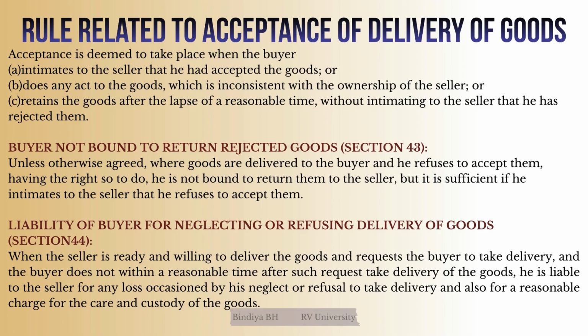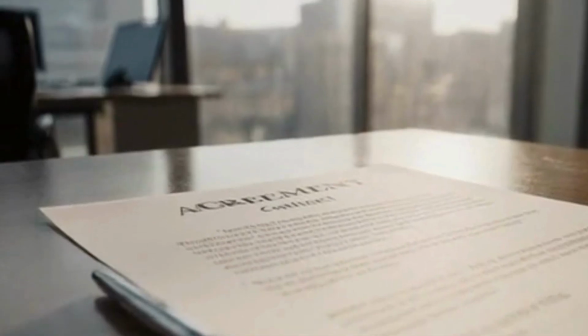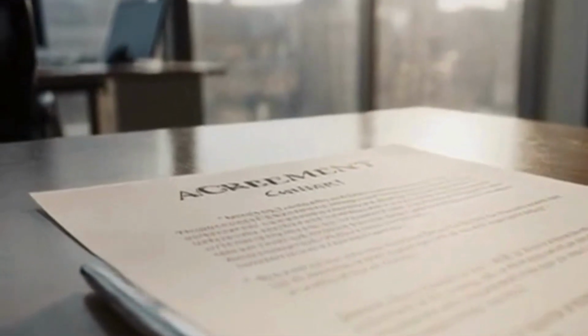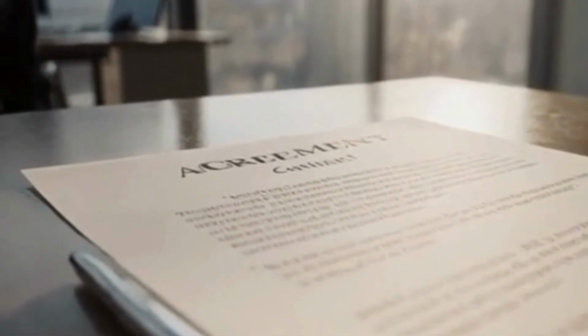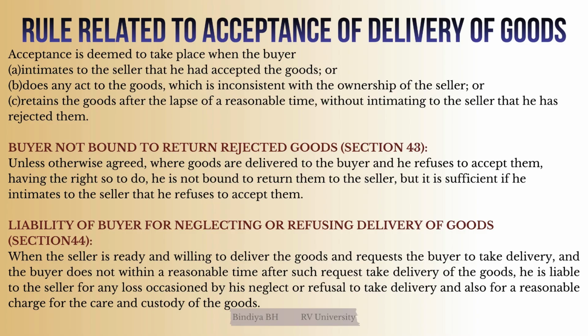Now, the general rule is the buyer is not bound to accept delivery by installments. Installment delivery is allowed only when it is agreed by the parties. For example, if A agrees to sell 1000 units to B and no installment clause is there, A cannot force B to accept 100 units every month. So here again, agreement is the king.